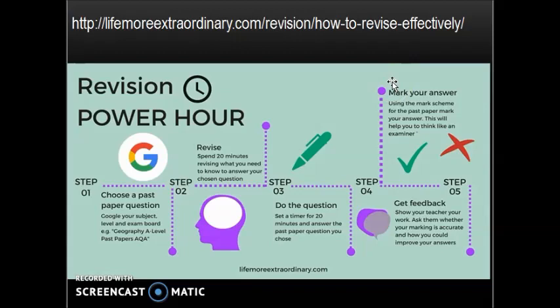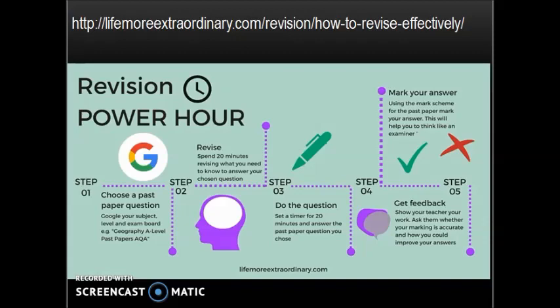You double check it, you do yourself a little bit of marking like you would, pretend to be a teacher. Perfect. And then step 5, get your feedback. Show your teacher your work, ask them if your marking was accurate and how you could improve your answers. So basically what this does, it avoids revision strategies that don't work. It allows you to check if your revision is effective. It also allows you to practice exam questions.